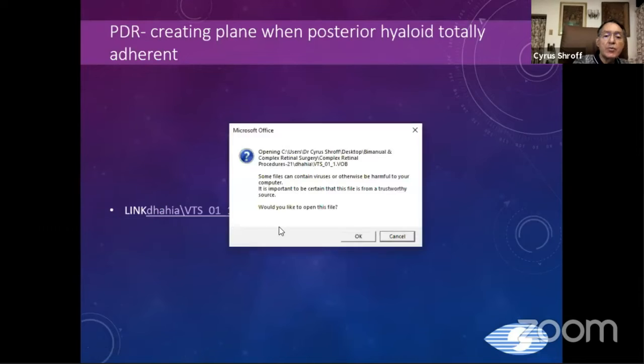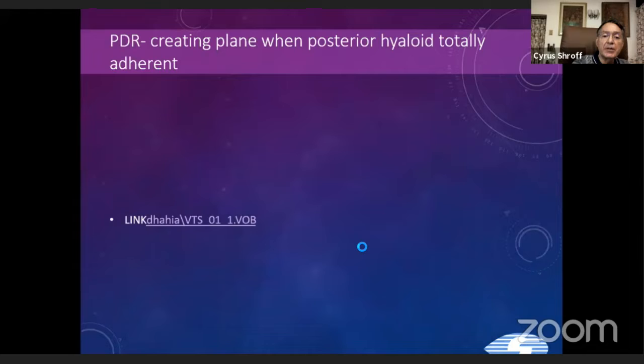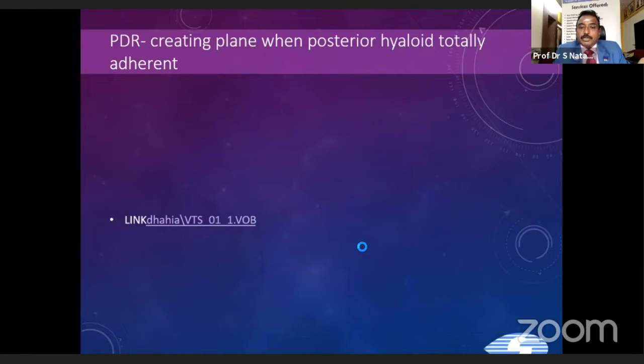Moving on now to diabetic retinopathy. Proliferative diabetic retinopathy again can be very challenging. Here we see there is fibrovascular tissue and subhyaloid hemorrhage, but there's no elevation of the posterior hyaloid at all. So even here trying in the periphery, we could not get a plane to start dissection.